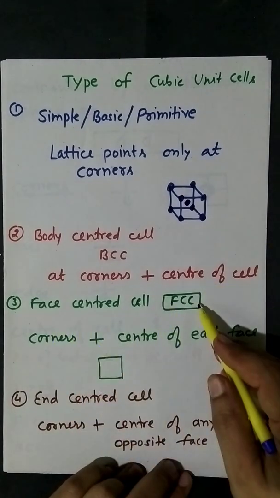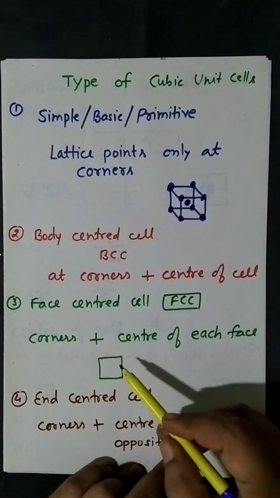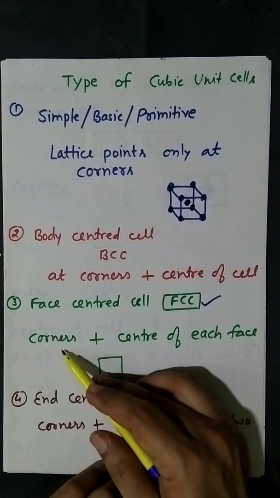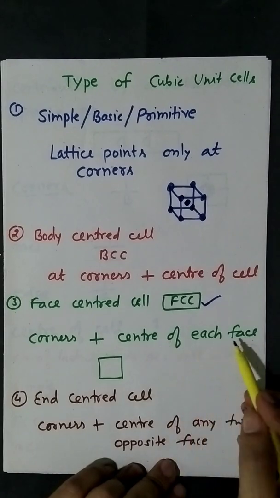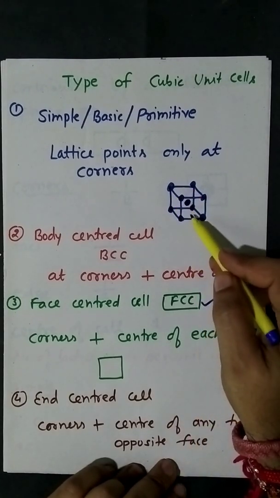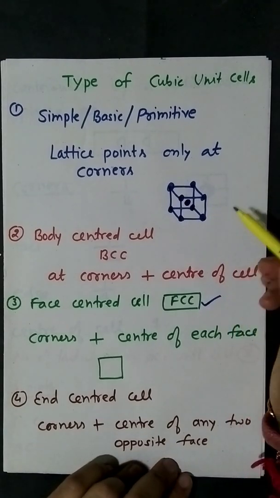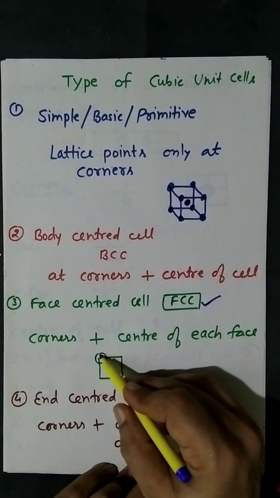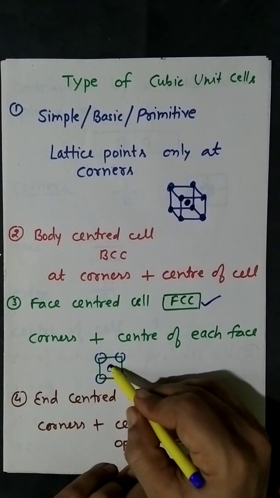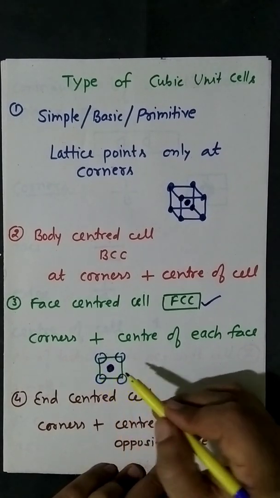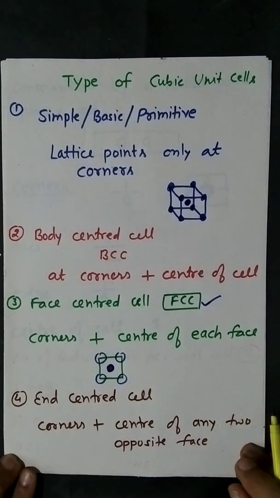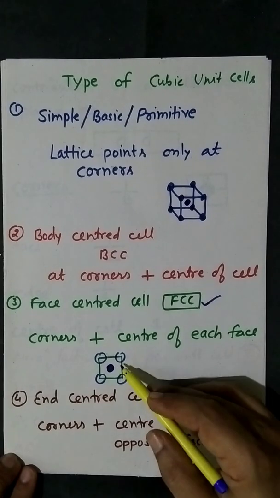Face centered unit cell. It is known as FCC. The particles are placed at corners plus the center of each face. You can see in this structure there are 6 faces. You also know that there are 6 faces in a cube. So particles are placed at corners, here I draw only one face, and on each face a particle is placed at the center of the face. So all the corners as well as all the centers of faces are occupied by one lattice point.